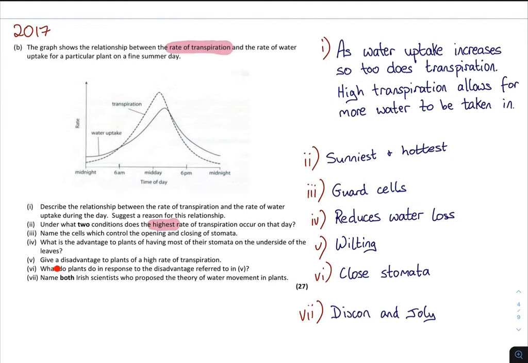What do plants do in response to the disadvantage? Well, they close the stomata. Now, they don't close them fully, they can't. But they can close them as best as possible to preserve their longevity by preventing wilting. And then name both Irish scientists who proposed the water movement. So that's Dixon and Joly. They didn't ask about the cohesion tension model this time, but they did refer to these two, Dixon and Joly.